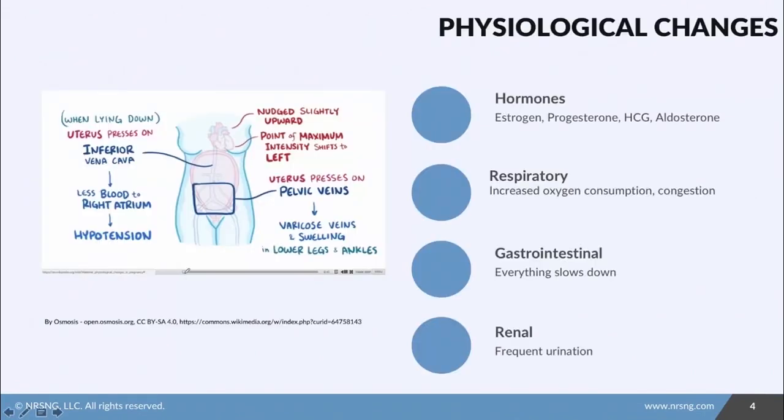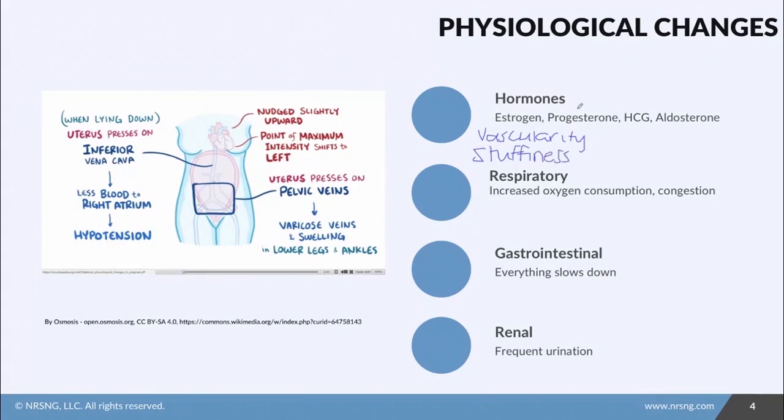So for our physiological changes with all these different things, so the hormones, it's important to know the ones that are involved. So let's go through and see what they do. Estrogen, progesterone, HCG, and aldosterone. Estrogen is going to be really responsible for an increase in vascularity. So this causes a lot of congestion to happen, like nasal stuffiness. That's going to be caused by estrogen.